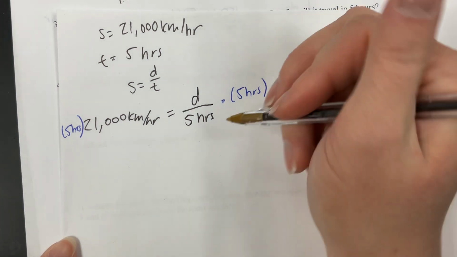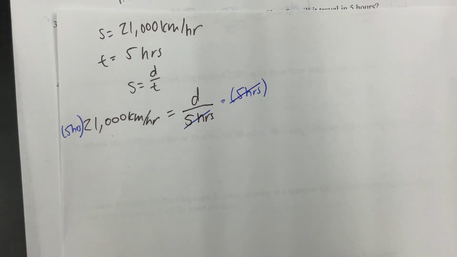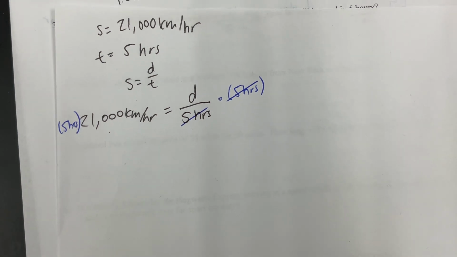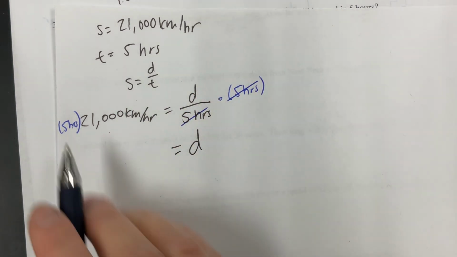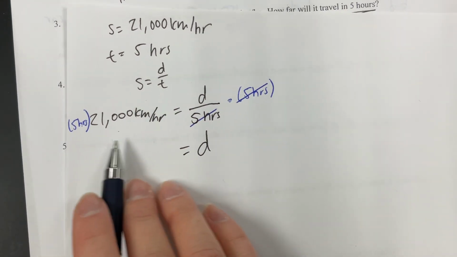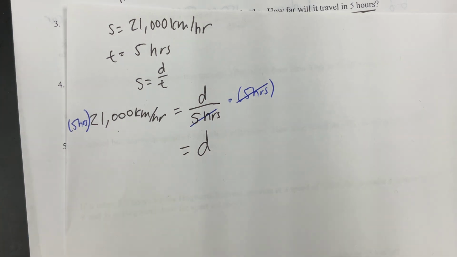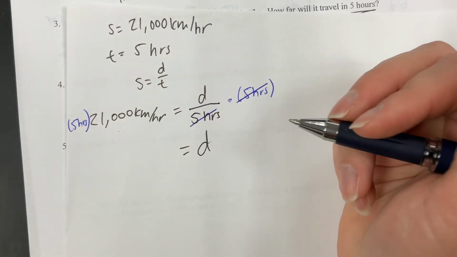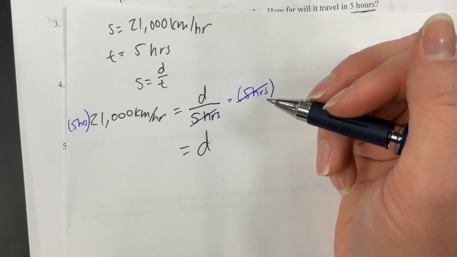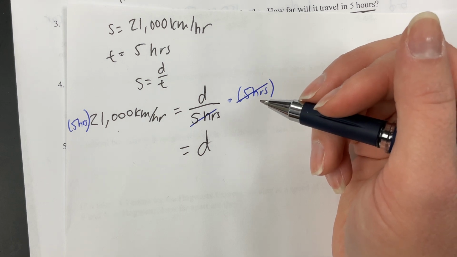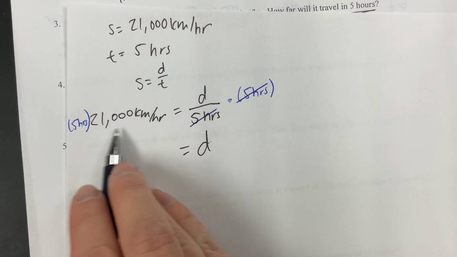Okay, so when I multiply both sides by 5 hours, these two 5s undo each other on the right. Okay, and that leaves you with just the D chilling by itself on the right. And here I'm just gonna multiply straight across then. Will someone figure out what is 5 times 21,000? What's 5 times 21,000?